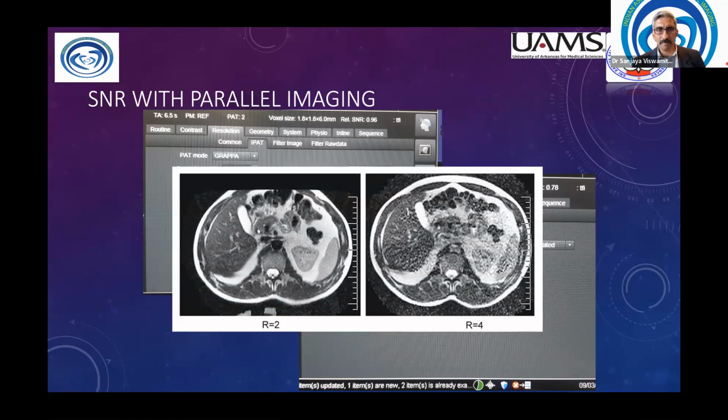So this is an example taken from the literature of what an R4, or four-speed parallel imaging, might look like compared to the R2. Notice the extensive noise that you're seeing here on the image on the right. And typically the amount of noise that you're seeing here on the R4 is at least double that of the noise you're seeing here when you just use an iPAT factor of 2.